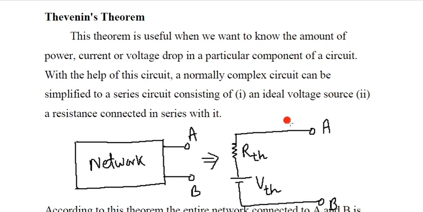So in this video we are going to discuss Thevenin's theorem, which is a very important theorem in electronics. Basically what we do in this theorem is convert any complex network, any complex electrical circuit, to a very simplified circuit which consists of only one voltage source and one resistance in series with it.